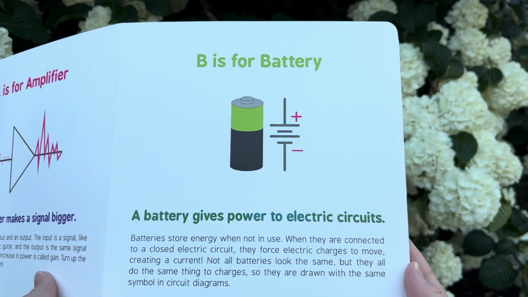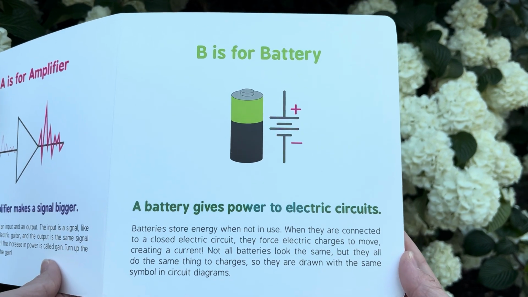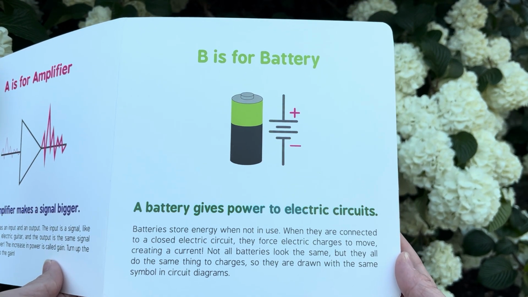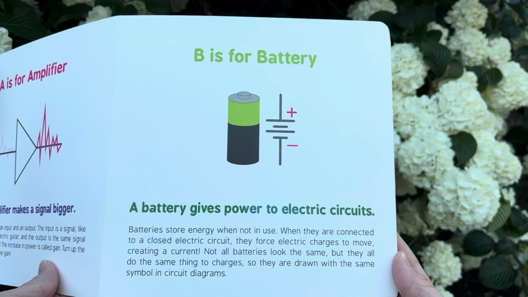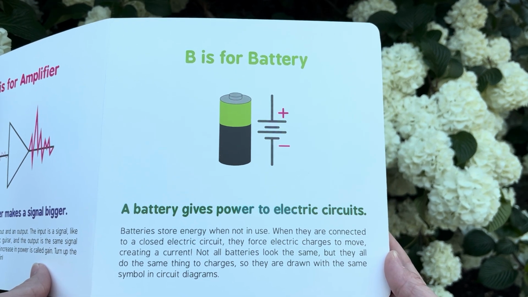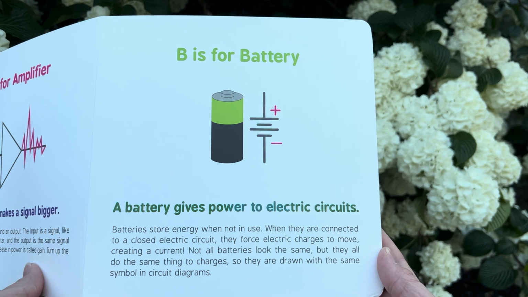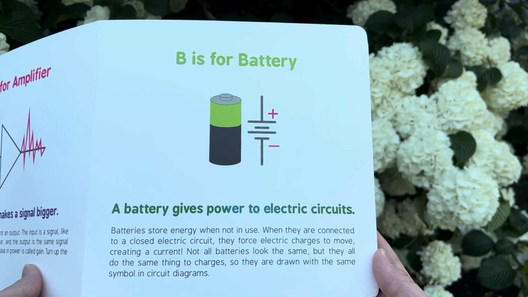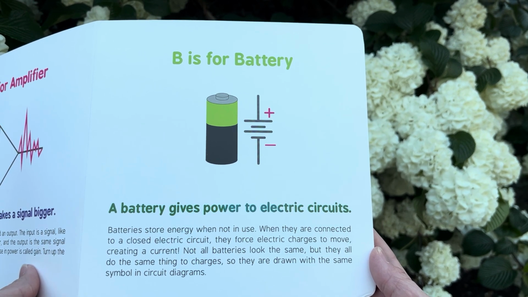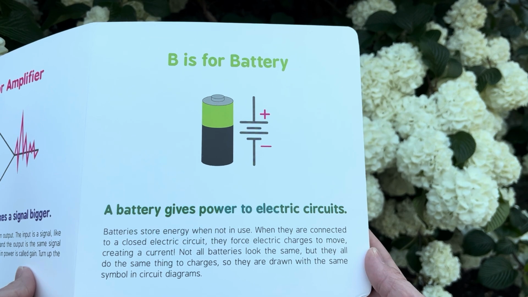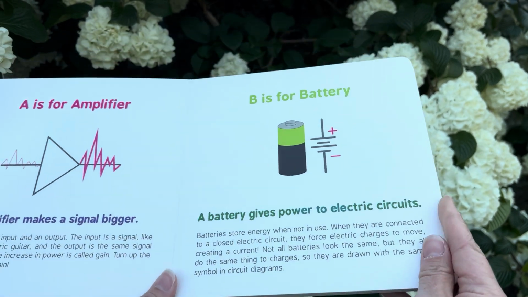B is for battery. A battery gives power to electric circuits. Batteries store energy when not in use. When they are connected to a closed electric circuit, they force electric charges to move, creating a current. Not all batteries look the same, but they all do the same thing to charges, so they are drawn with the same symbol in circuit diagrams.